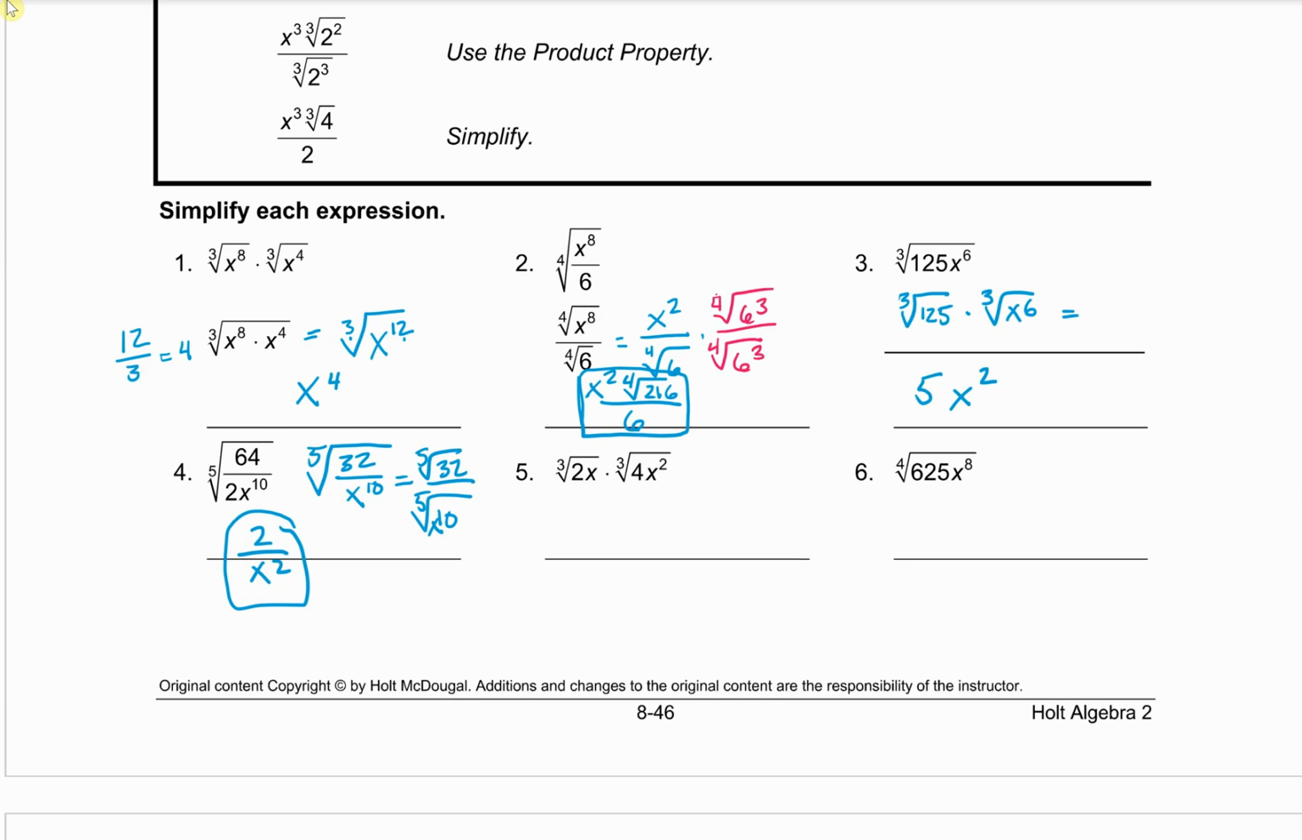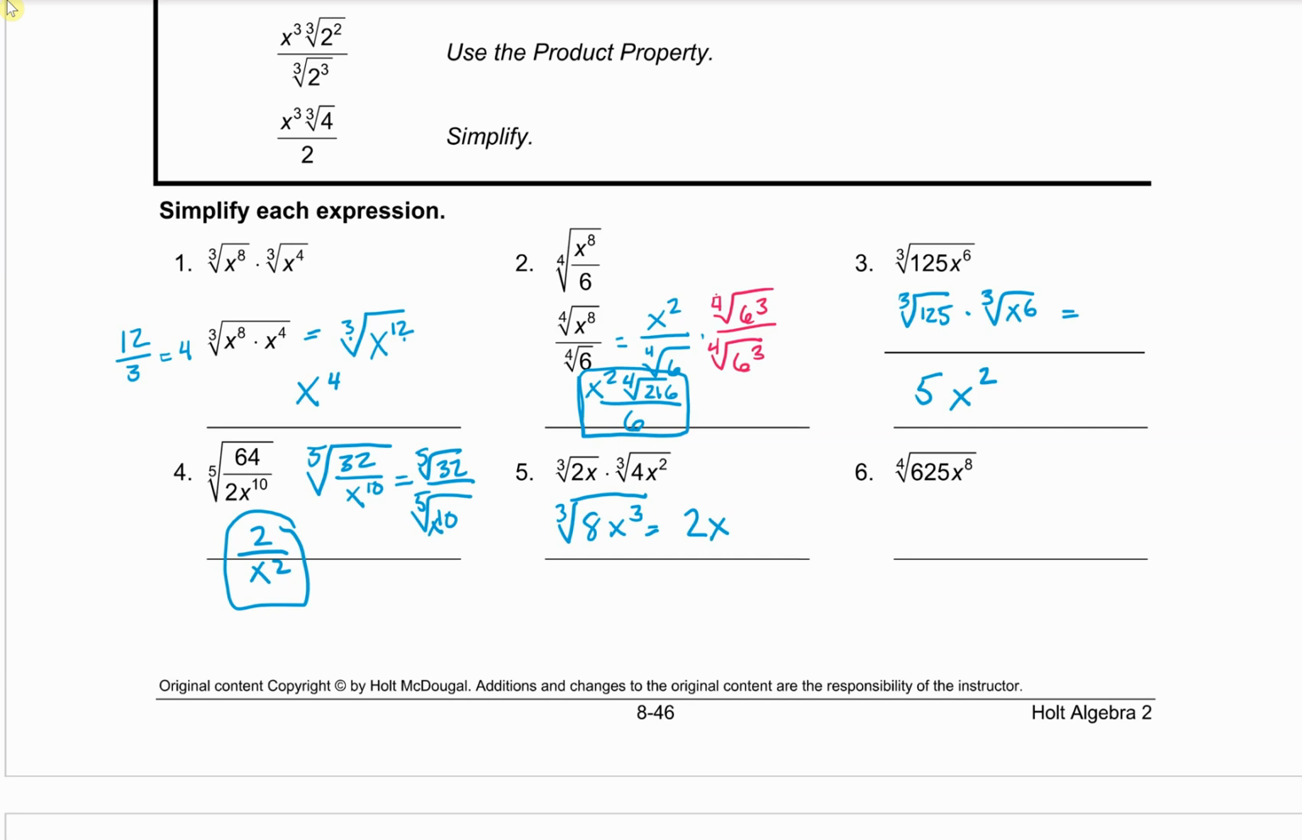Alright, number 3. Make it a single radical. Multiply these guys together. 2 times 4 is 8. X times x squared is x cubed. You can combine them under a single radical because they're both cube roots. Cube root of 8 is 2, and the cube root of x cubed, if they're the exact same, the root and the exponent cancel out, leaves us with 2x.